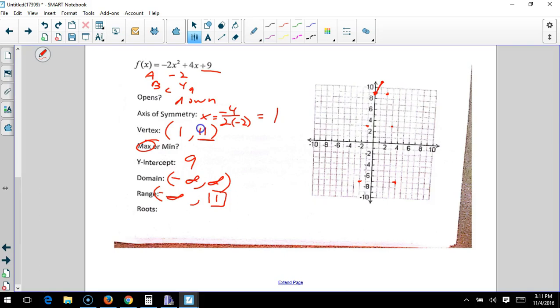So, our estimate on the roots, again, look where it falls between. It looks like it falls between negative 1 and negative 2 and 3 and 4. That's it.